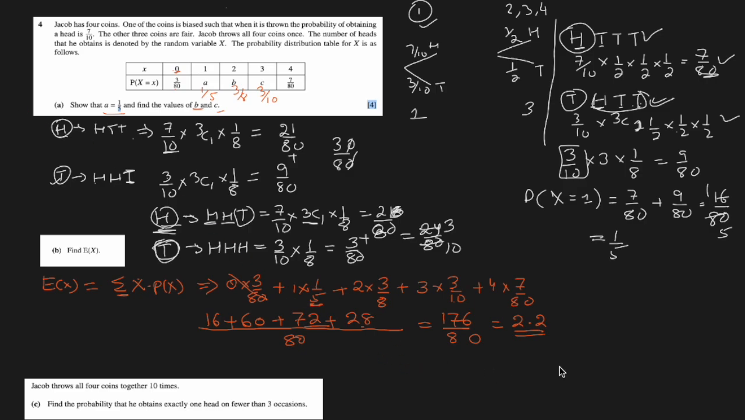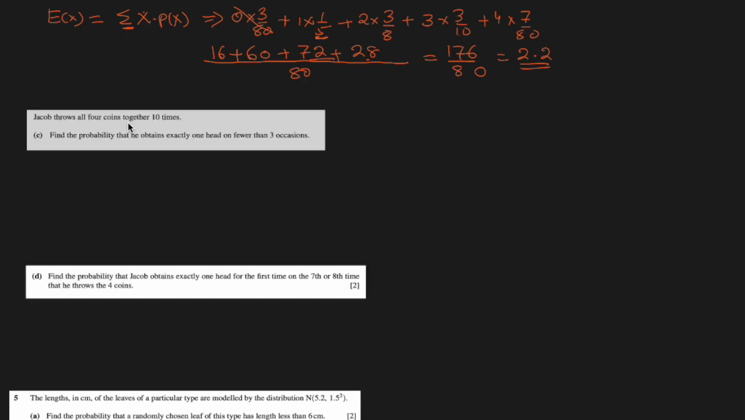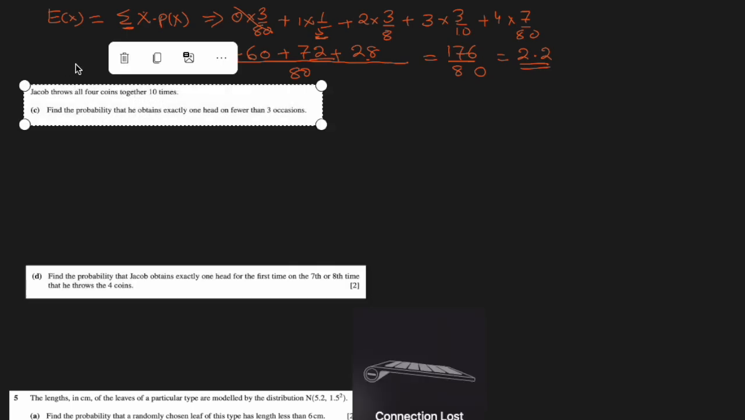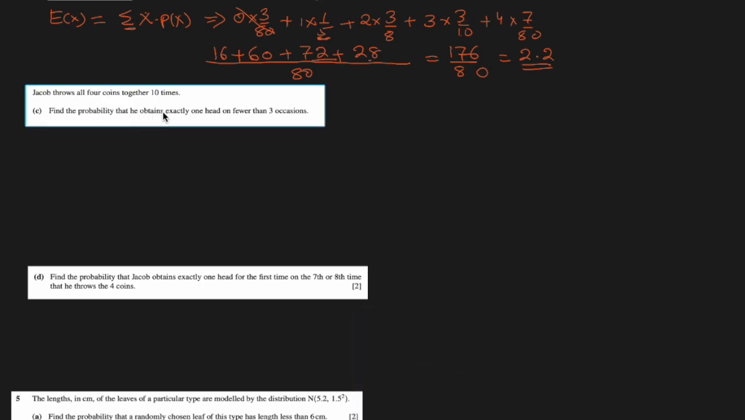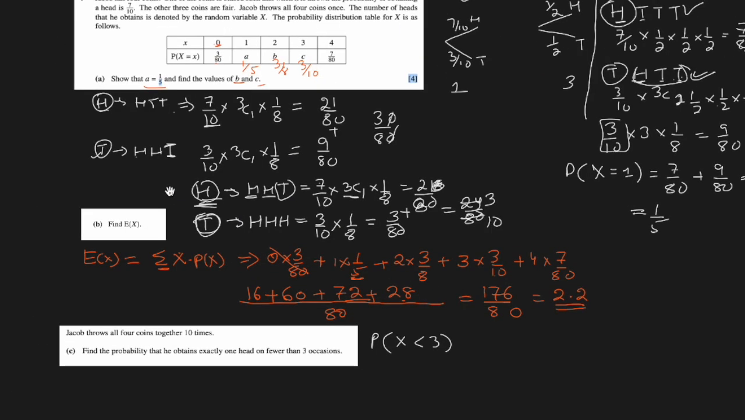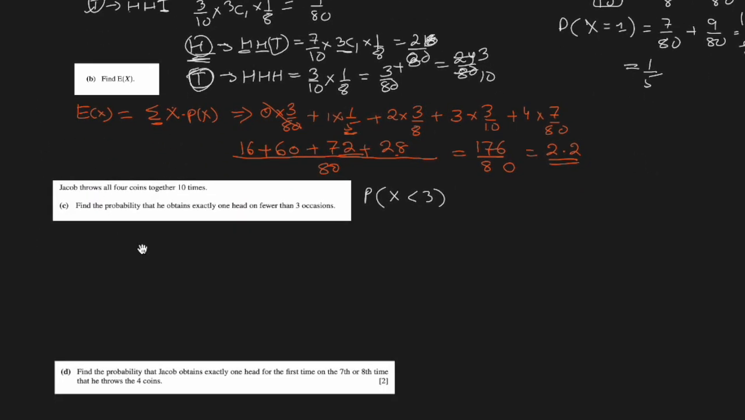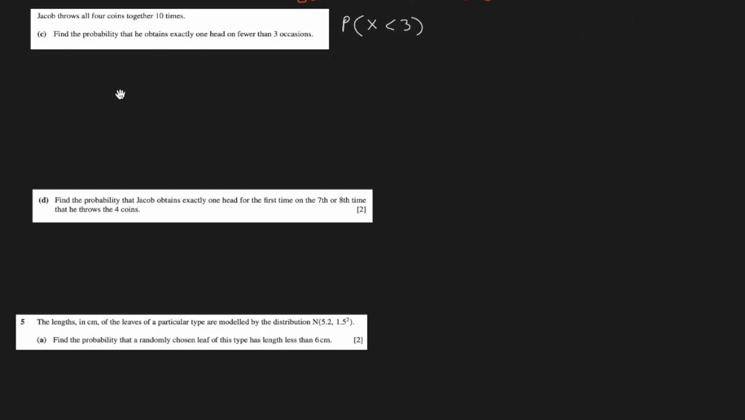Okay. Next one. Jacob throws 4 coins together 10 times. Find the probability that he obtains exactly one head on fewer than 3 occasions. So we have to find the probability that X is fewer than 3. X is the success that we get exactly one head. What was the probability? 1/5. Look at here. Exactly one head is 1/5. That is the probability of success.